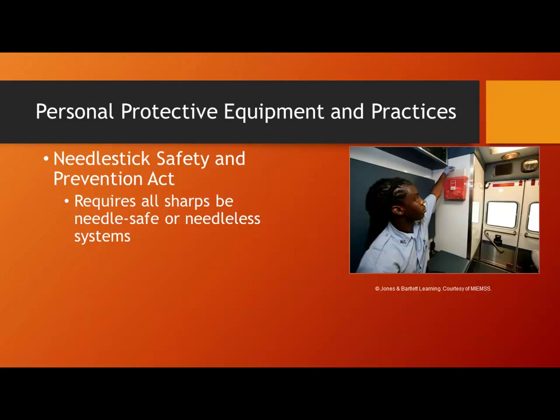Also, never, ever, ever recap a dirty needle. So if I've given Peter a shot of epinephrine, I don't want to take the cap and put it back on it. I just want to get rid of that needle. Now, if I've drawn up that epinephrine but I'm not ready to give it, then I can try to slide that top back on, but you run the risk of infecting yourself because it's very easy to get a needle stick.